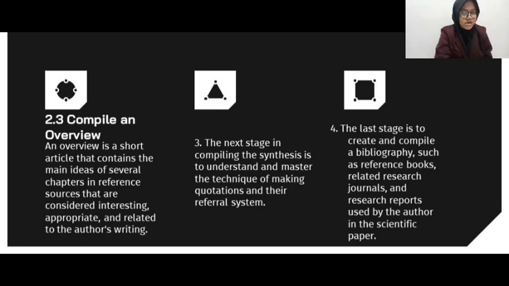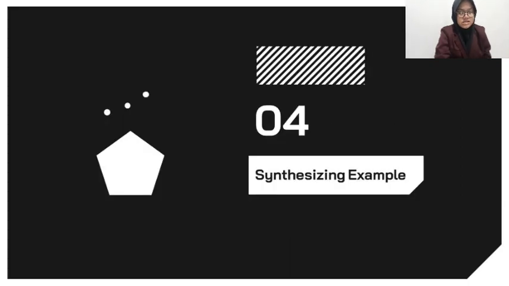Compile an overview. An overview is a short article that contains the main ideas of several chapters and reference sources that are considered interesting, appropriate, and related to the author's writings. Then the next stage is compiling the synthesis, which is to understand and master the technique of making quotations and the referral system. And then the last stage is to create and compile a bibliography such as reference books, related research journals, and research reports used by the author in the scientific paper. And the last one is synthesizing example.